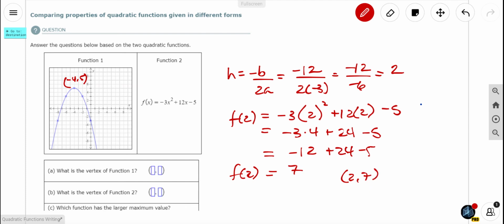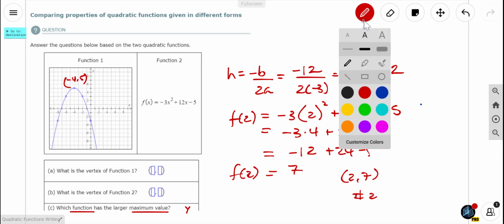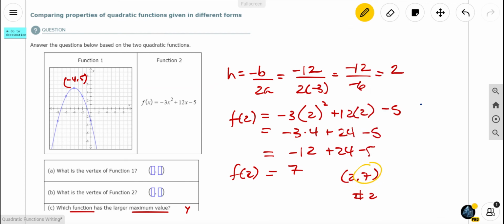Then it says, which function has a larger maximum value? Remember, when you see function and you see value, that says y. When I say function, you say y. The answer is function number 2, because this one has 7 as its maximum value, and this one has 5 as its maximum value.